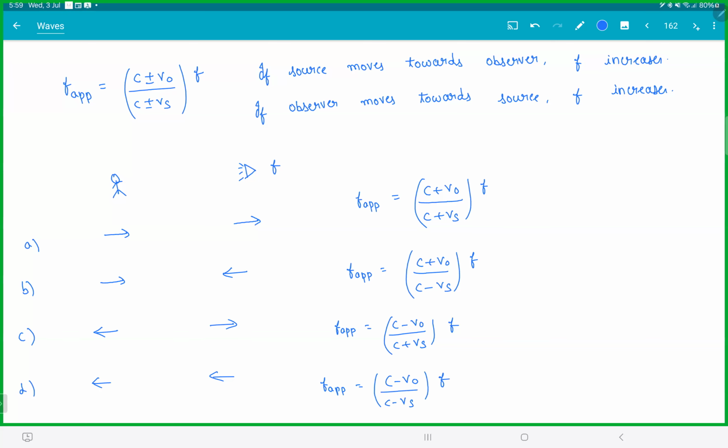You just need to ask yourself, if the source is coming towards me, it should increase, but the source's velocity is in the denominator. So make it small. How do you do that? By putting a negative sign.